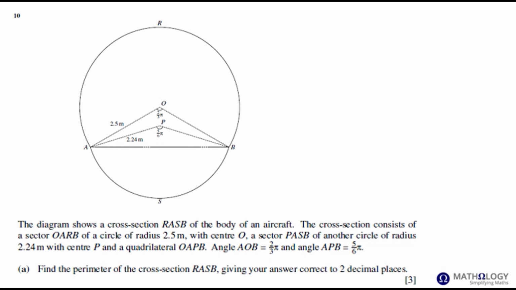Question 10. The diagram shows a cross-section RASB of the body of an aircraft. The cross-section consists of a sector OARB of a circle of radius 2.5 meters, center O, a sector PASB of another circle of radius 2.24 meters with center P, and a quadrilateral OAPB. Angle AOB is 2/3 pi and angle APB is 5/6 pi. Find the perimeter of the cross-section RASB, giving your answer correct to 2 decimal places.